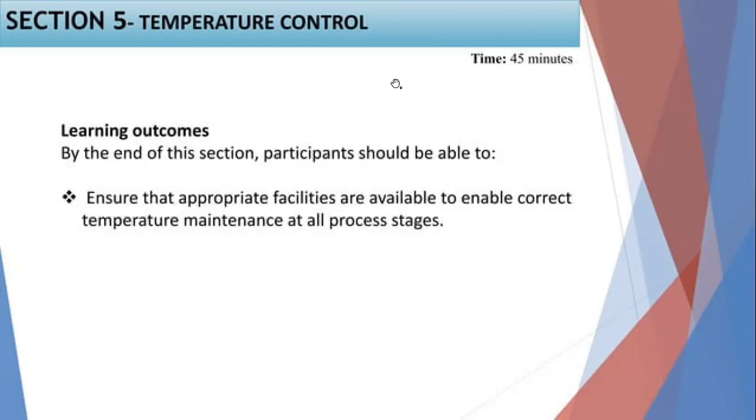The proper ventilation should be encouraged. Okay, so we are at section 5, which is temperature control. By the end of this section, you will be able to ensure the appropriate facilities are available to enable the correct temperatures, along with the maintenance at all the process stages. So let's jump in.